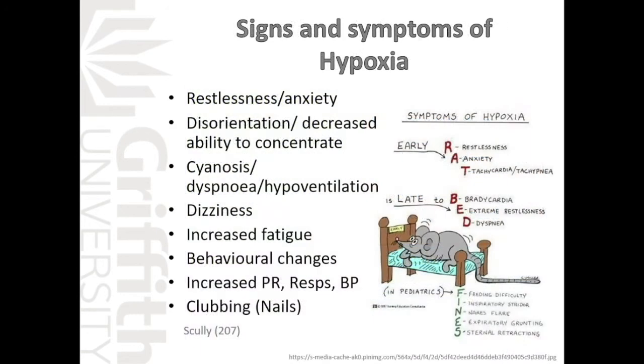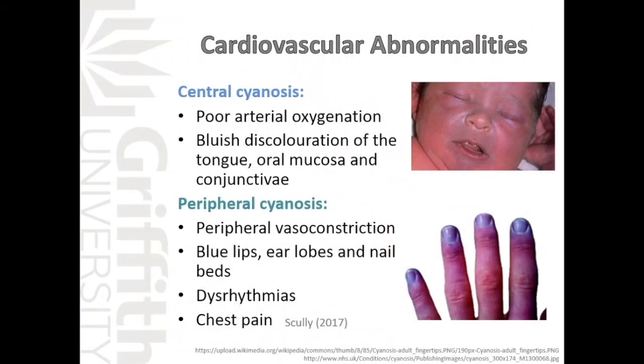So aside from cyanosis, which we just mentioned being a sign of hypoxia, other signs and symptoms of hypoxia can be remembered with the acronym RATBED, which is the picture there on the right of your screen. So early signs will be restlessness, anxiety, and tachycardia and tachypnea. And then later signs being bradycardia, extreme restlessness, and dyspnea, which is shortness of breath, or sometimes described as air hunger.